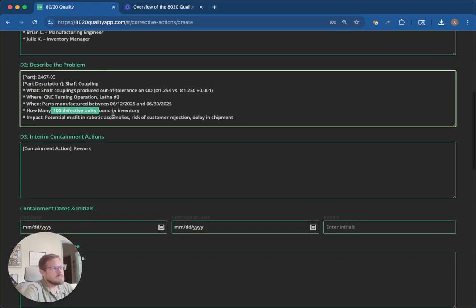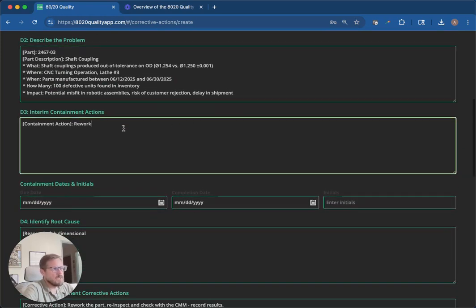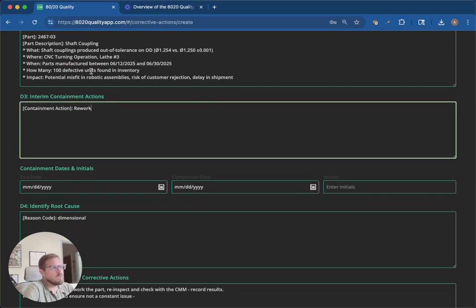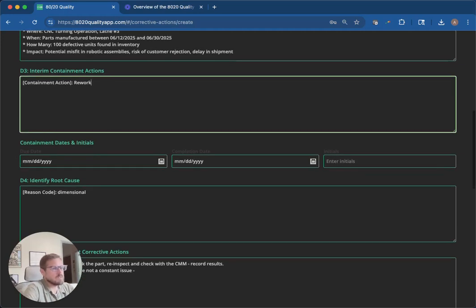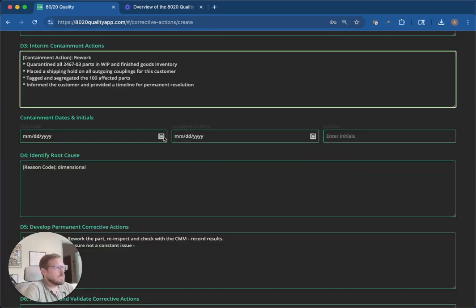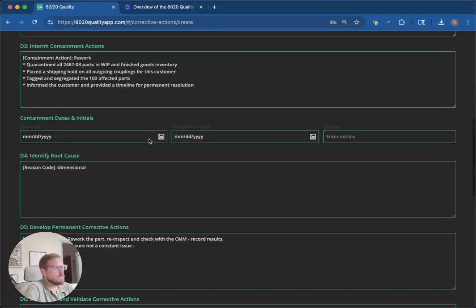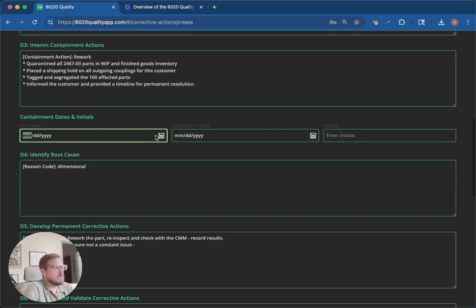We ended up finding, say, 100 units that were bad. Our interim containment action was to actually jump on and rework the part. However, now that we see there's 100 bad, we might want to dig in a little deeper. Let's first take a stock that we did contain this issue, and we're going to do that today.